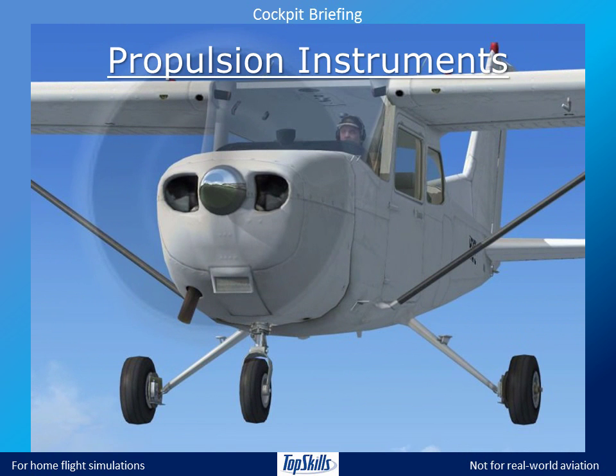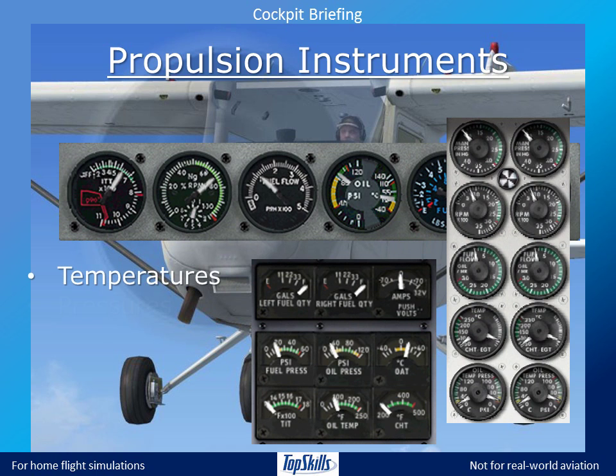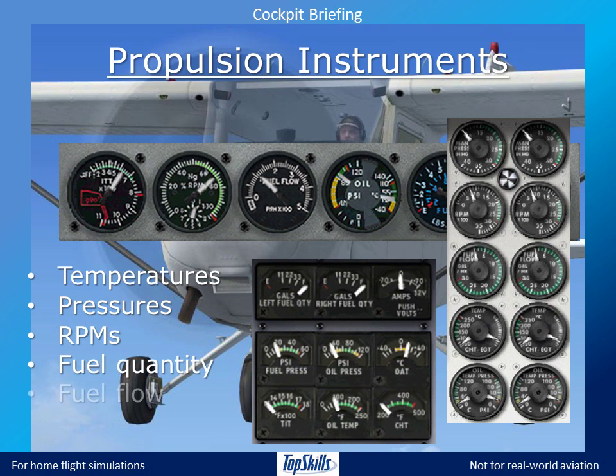Propulsion instruments tell pilots about the systems that propel their aircraft. Engine instruments show the engine's temperatures, internal pressures, and revolutions per minute. Fuel gauges show current fuel quantities and fuel flow rates.